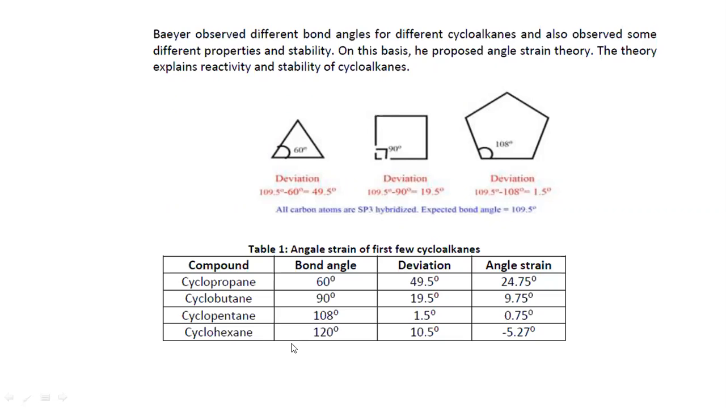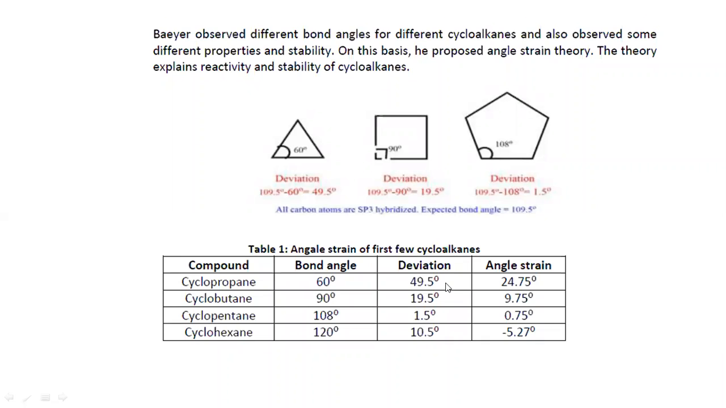In the case of cyclohexane, the bond angle is 120 degrees and the deviation is minus 10.5, because we are subtracting the higher value from the lower value. So the angle strain is in minus. Now, how are we going to calculate the angle strain? Angle strain is nothing but the deviation divided by 2.